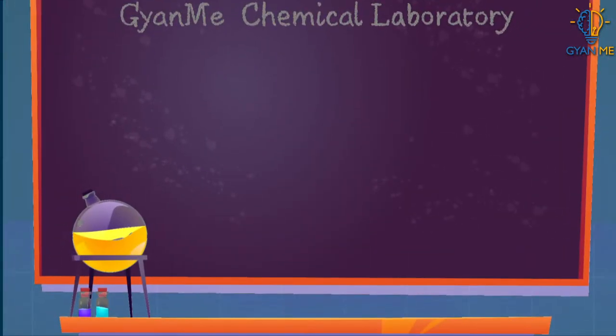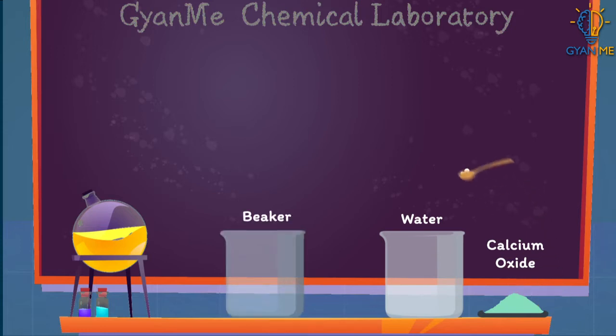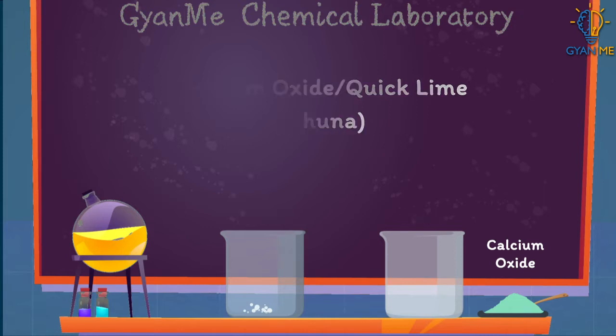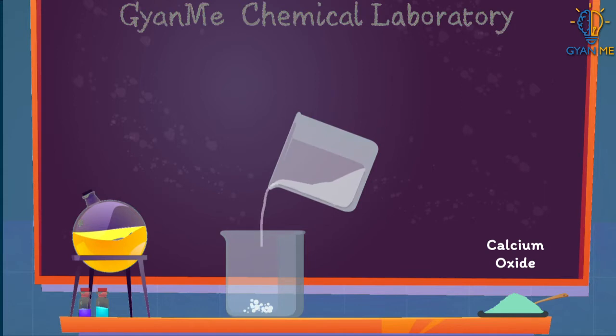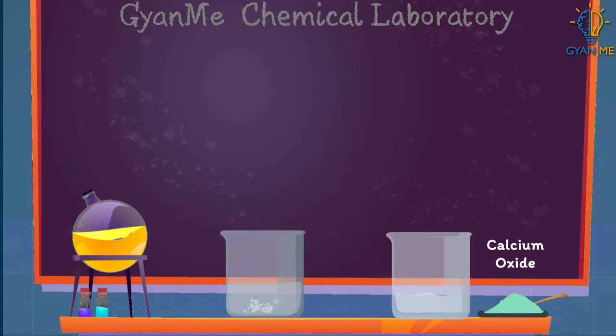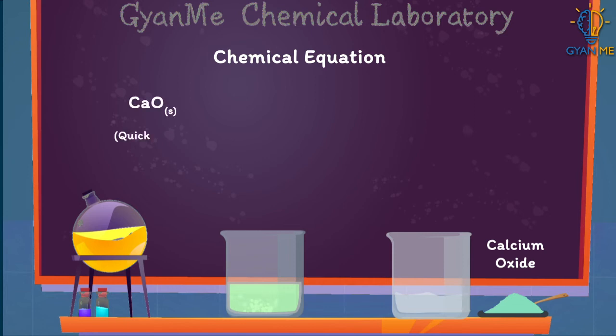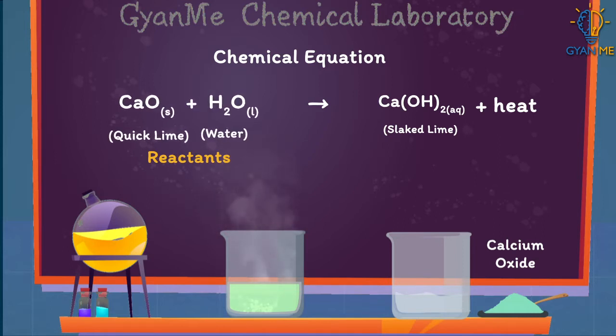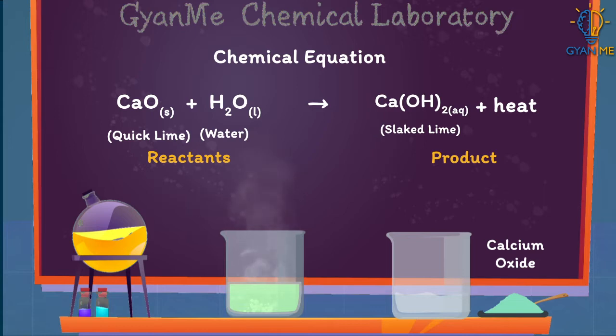Let us understand the combination reaction through an activity. Take a small amount of calcium oxide or quicklime, which is also known as tuna, in a beaker. Slowly add water to this beaker. You can see the reaction in the beaker. Some new substance is getting formed. The new substance is calcium hydroxide or slaked lime. The chemical equation of the reaction will be quicklime plus water gives slaked lime. As seen in this reaction, calcium oxide and water are reactants, which are more than one, combine to form a single product, that is calcium hydroxide.